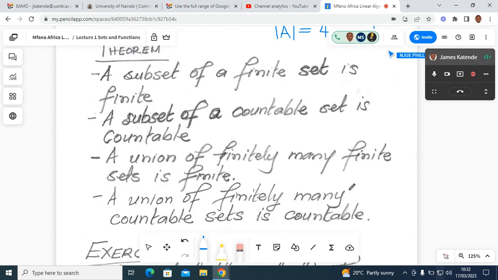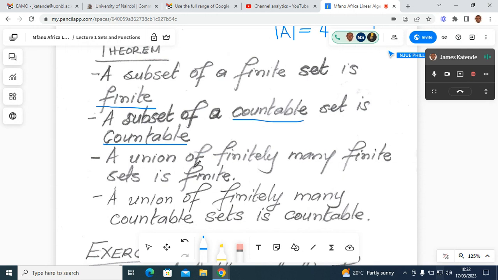So here are some statements. We shall not prove this, but they are useful to know. A subset of a finite set will always be finite, and the rest follow the same pattern. A subset of a countable set must be countable.